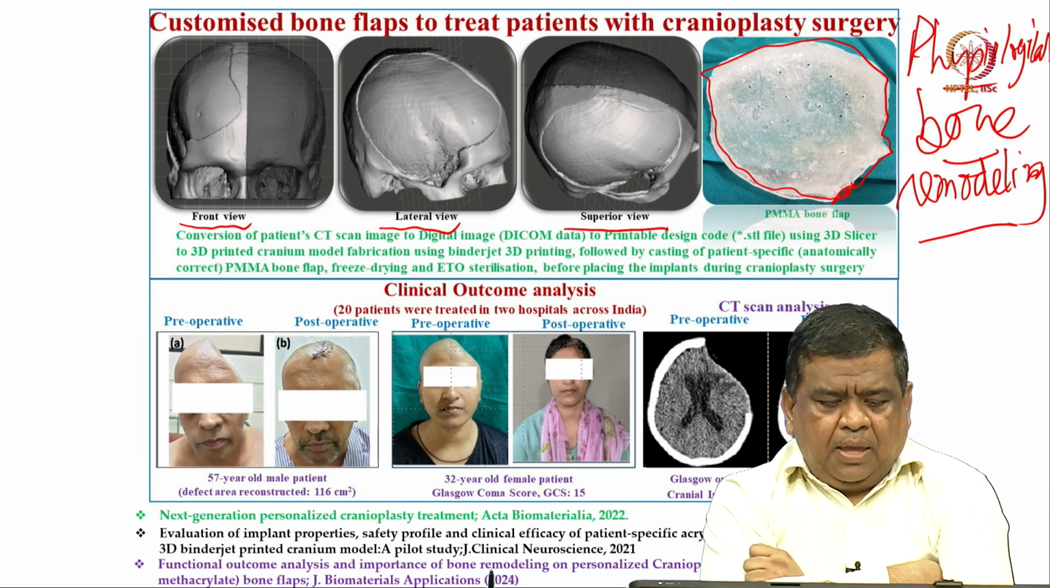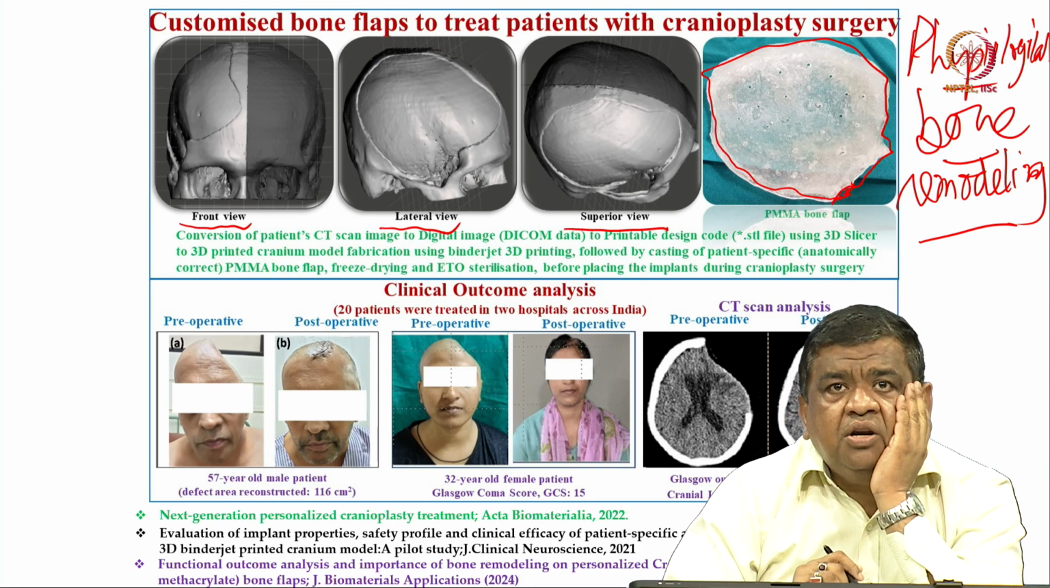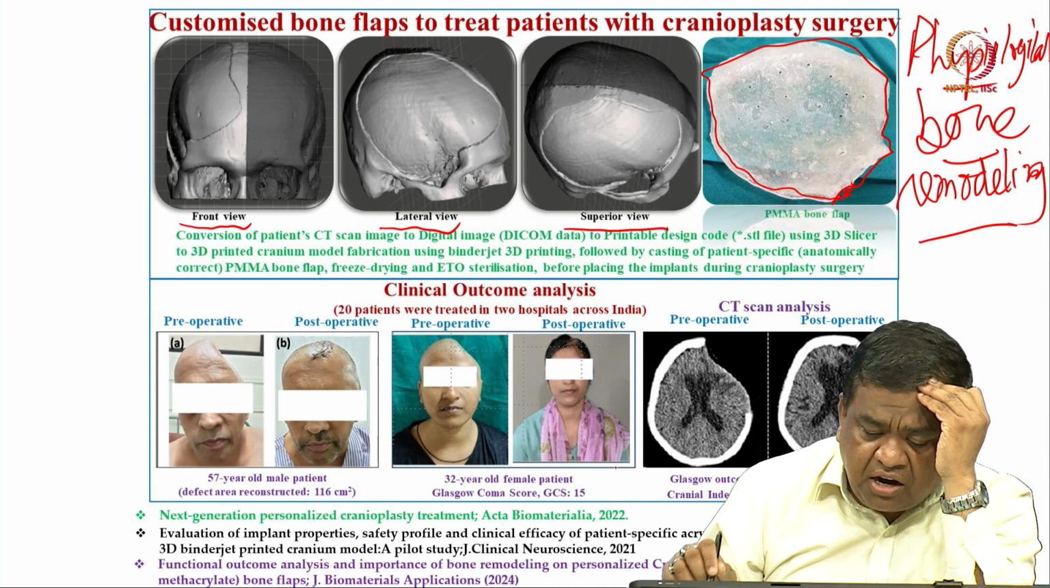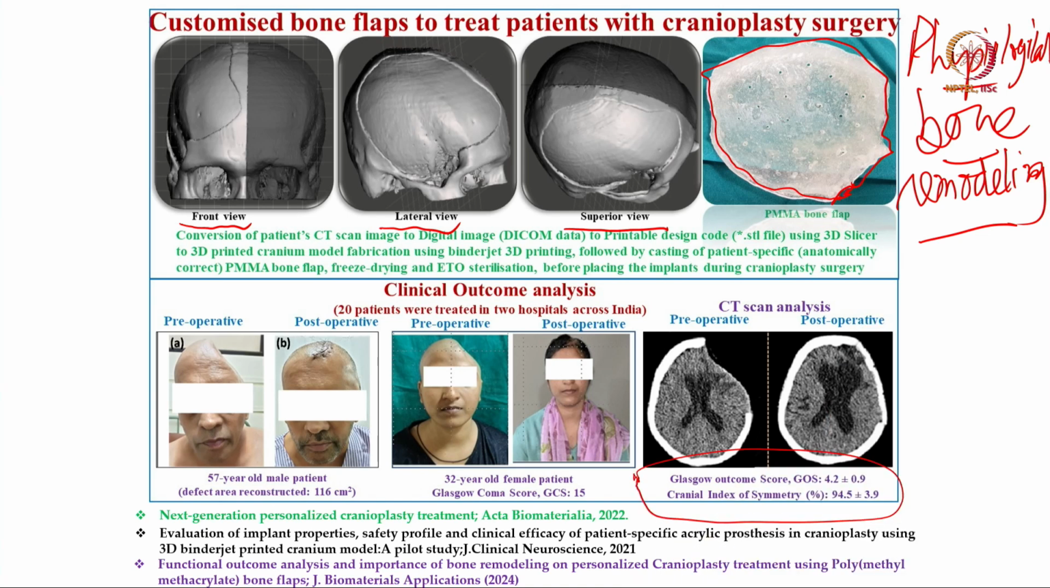And those patients are also being treated in the total patient cohort of 20 patients, 10 patients in Bangalore and 10 patients in Wardha, and their average cranial index symmetry is close to 95% and the Glasgow outcome score is around 4.2. So, these are the papers: one review paper we published in Acta Biomaterialia in 2022, and in Journal of Clinical Neuroscience there is one review paper in 2021, and Journal of Biomaterial Applications in 2024.